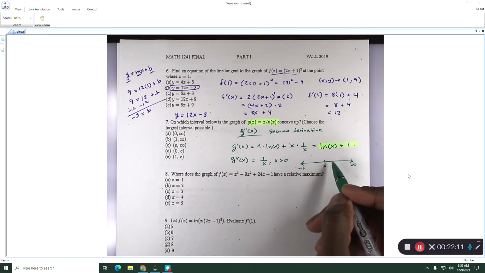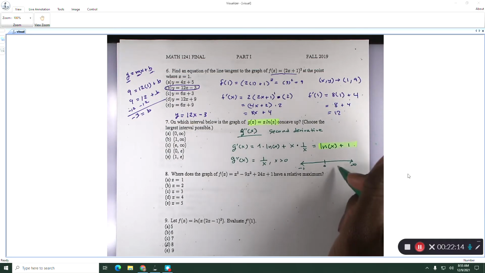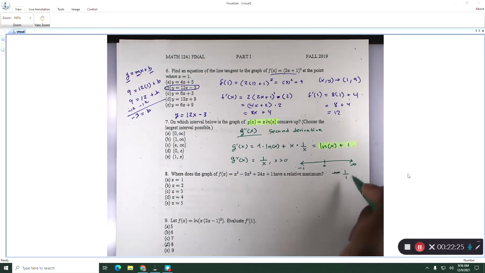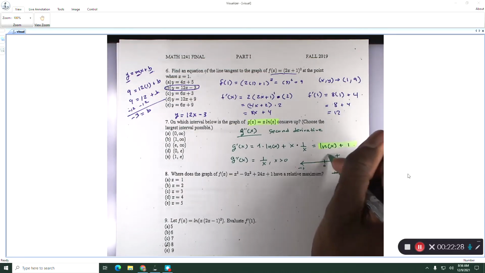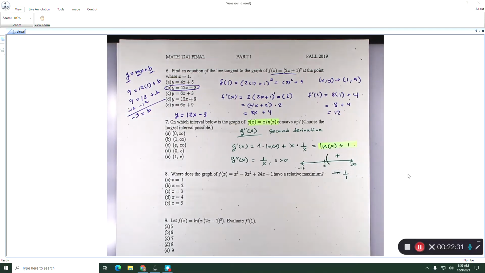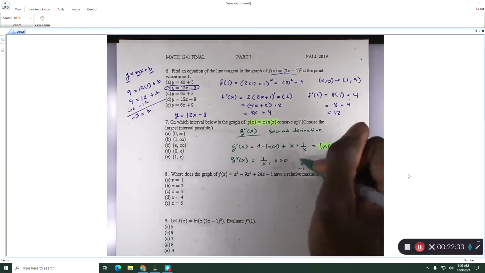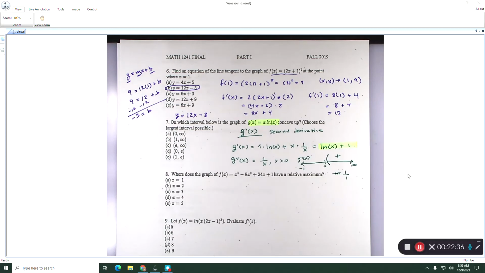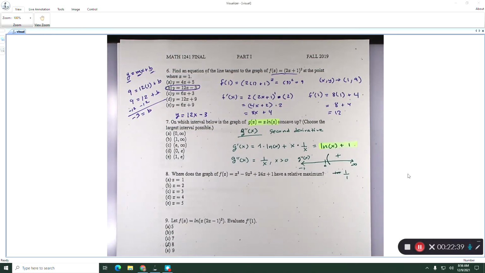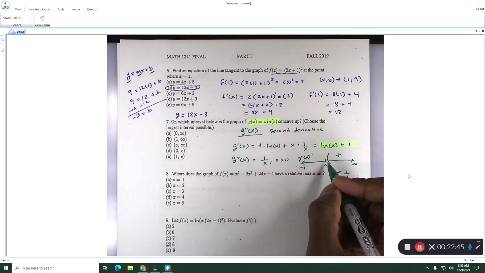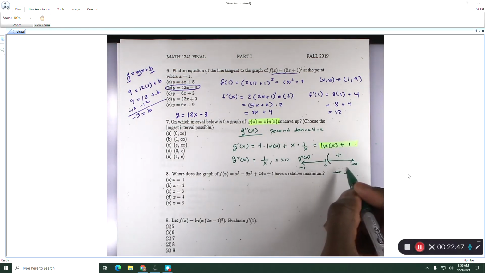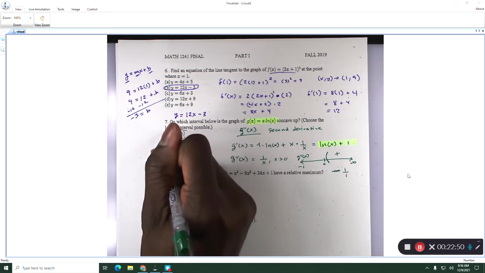And when I look at these positive values, or I test a value, let's just say one over one, we test the value, we know that's positive. All the values above 0, we know they'll be positive. What does that mean for our concavity? That means that our function is concave up for all of those values. So greater than 0, we are concave up. What is that interval? Well, that is from 0 to infinity.